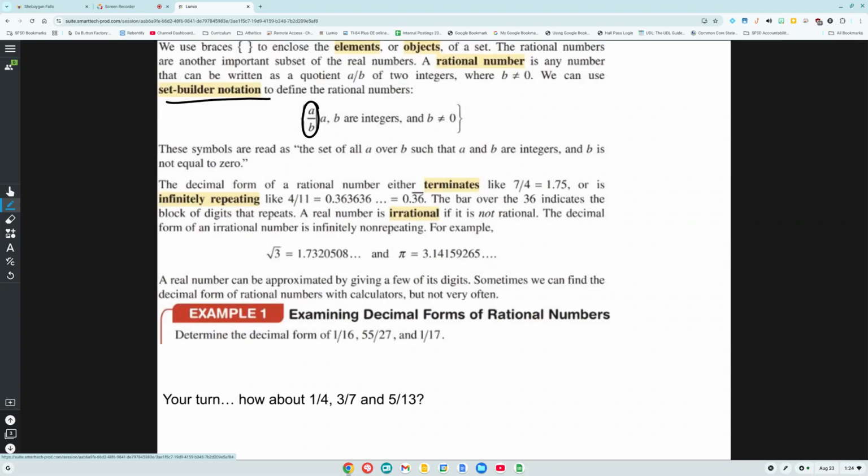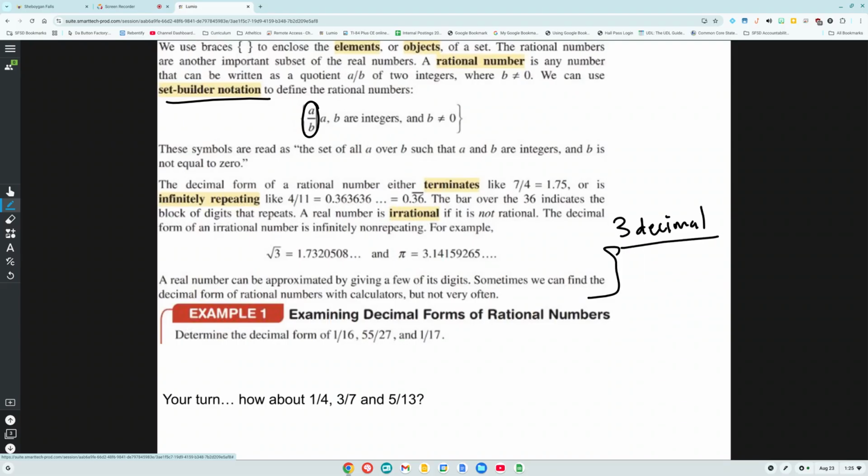A real number is irrational if it's not rational, which we already mentioned. That means it cannot be written as a fraction. The decimal form of an irrational number is infinitely non-repeating. So for example, square root of 3 and pi. Pi goes on forever and ever and ever without a pattern being established. A real number can be approximated by giving a few of its digits. Sometimes we can find the decimal form of a rational number with calculators, but not very often. Generally speaking, and this is going to come up a lot, we always will round to 3 decimal places. That is an AP standard.